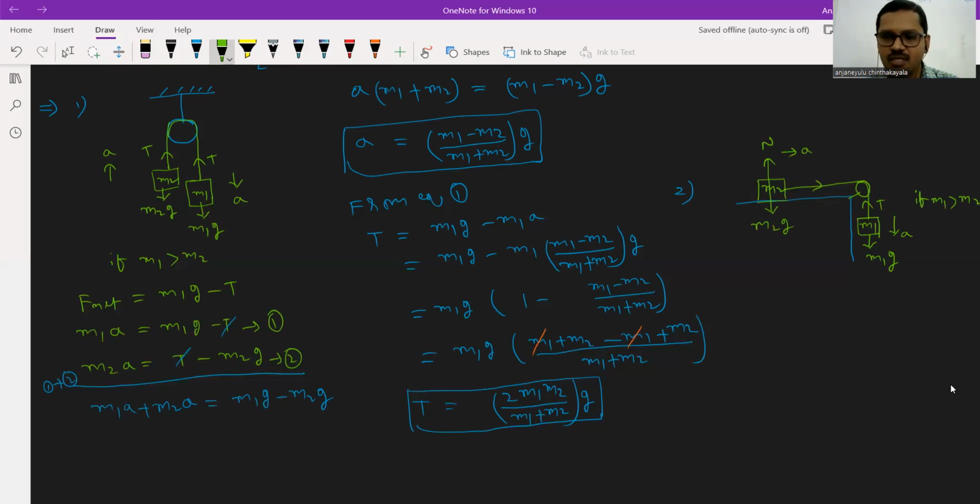After applying a similar concept, the resultant force acting on the first block and second block, and after that adding them, you will get the acceleration and tension. So directly I am writing here two equations. Resultant force acting on the first block: M1A is equal to M1G minus tension T.